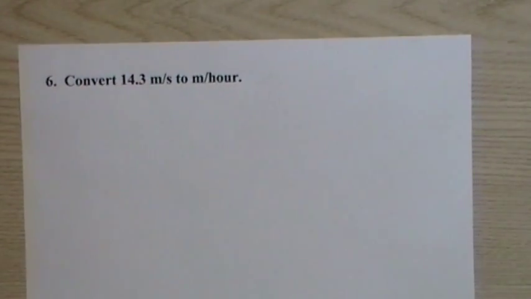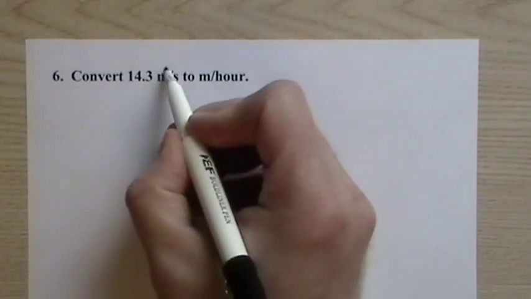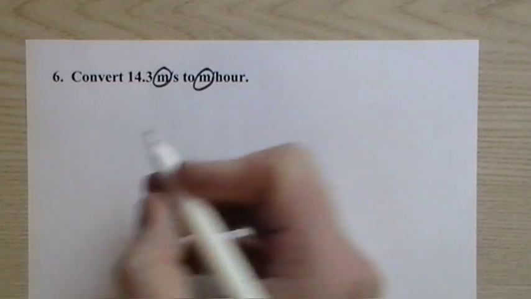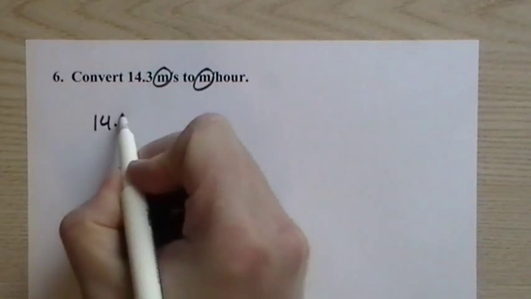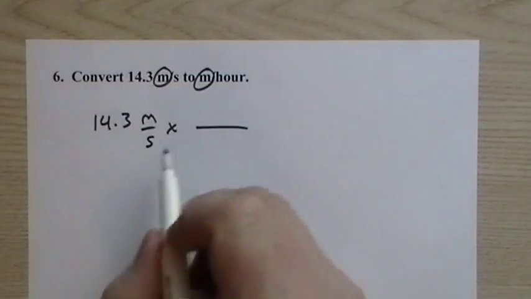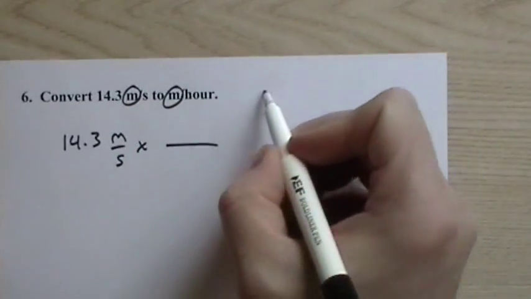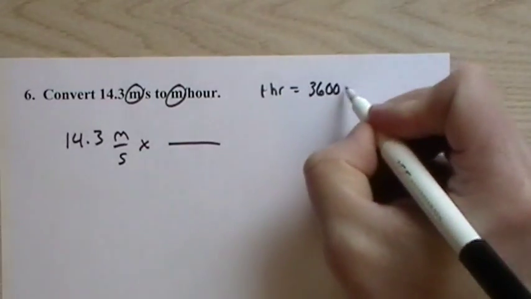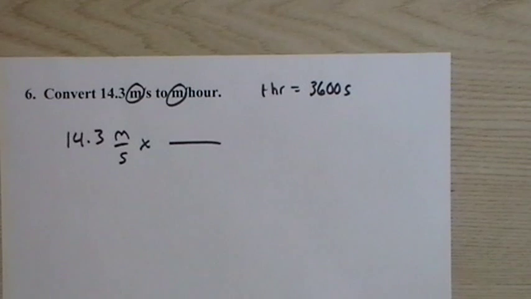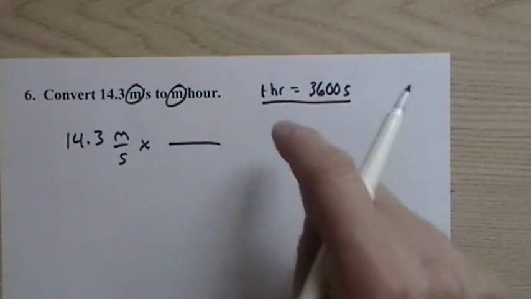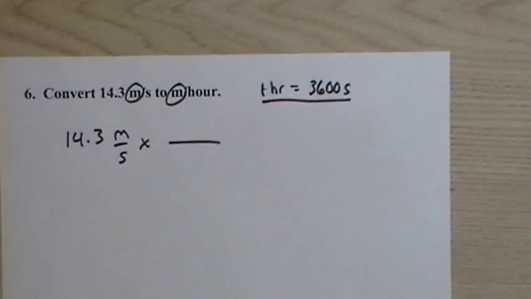Convert 14.3 meters per second to meters per hour. Now we're leaving the meters alone and just changing the unit in the denominator. So we have 14.3 meters per second. Here's where it gets a little tricky. Now what I'm going to use is 1 hour is equal to 3,600 seconds. Now you can do 1 hour is equal to 60 minutes, and 1 minute is 60 seconds, but in this case I'd rather not go that route, since this is a relationship you should know, and it's exact.